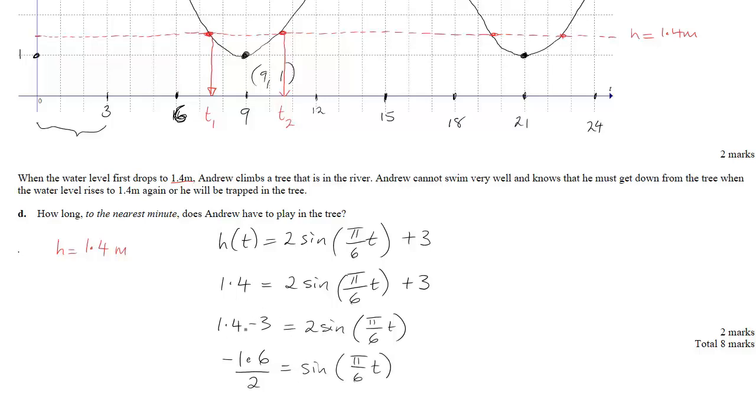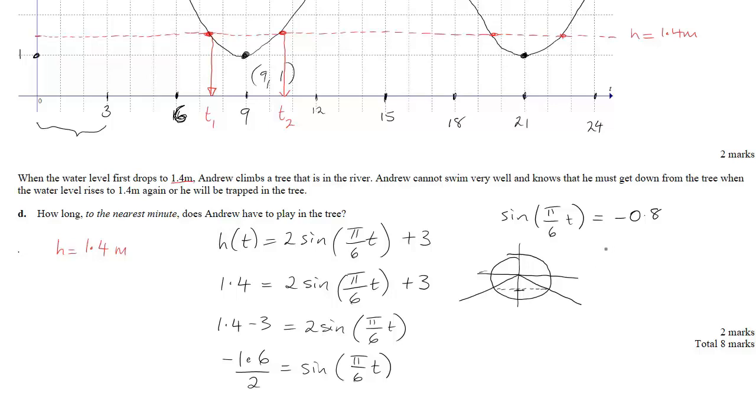Okay, so now that we've got this information, we can write sine of pi on 6 t equals negative 0.8. Then we have to use our unit circle to identify where negative 0.8 is. So negative 0.8 is at this location. And so there are two solutions, this one and this one.